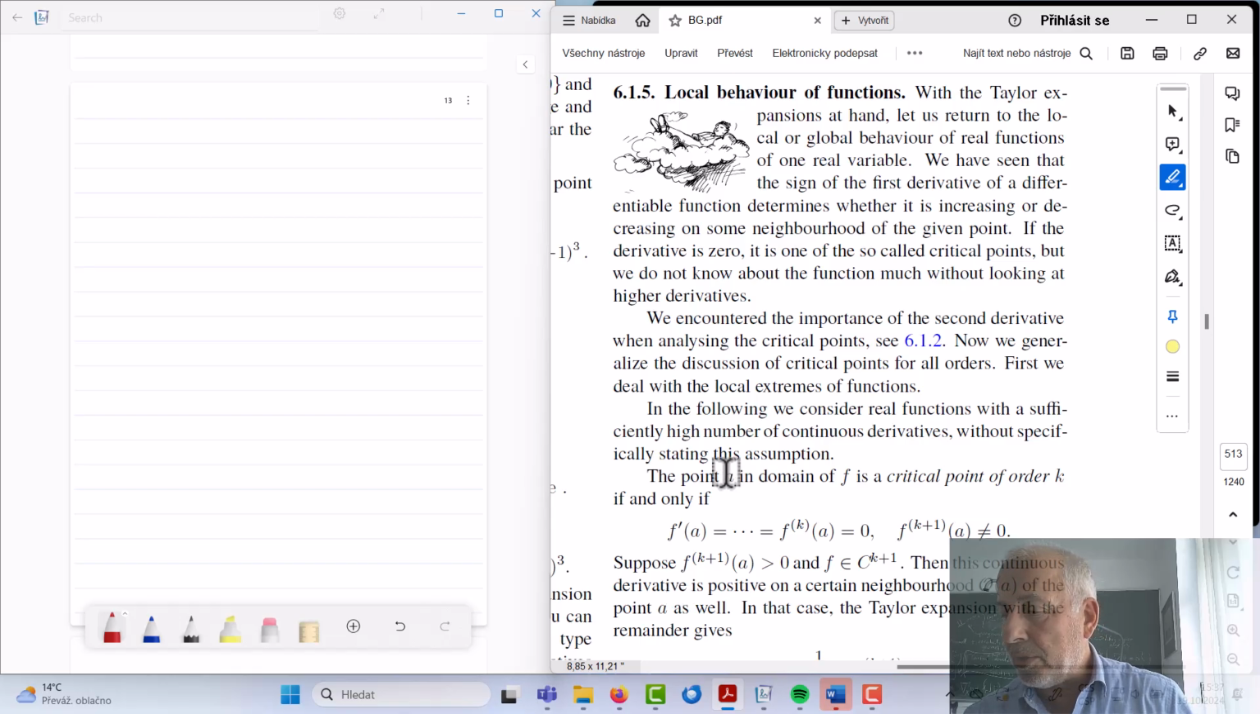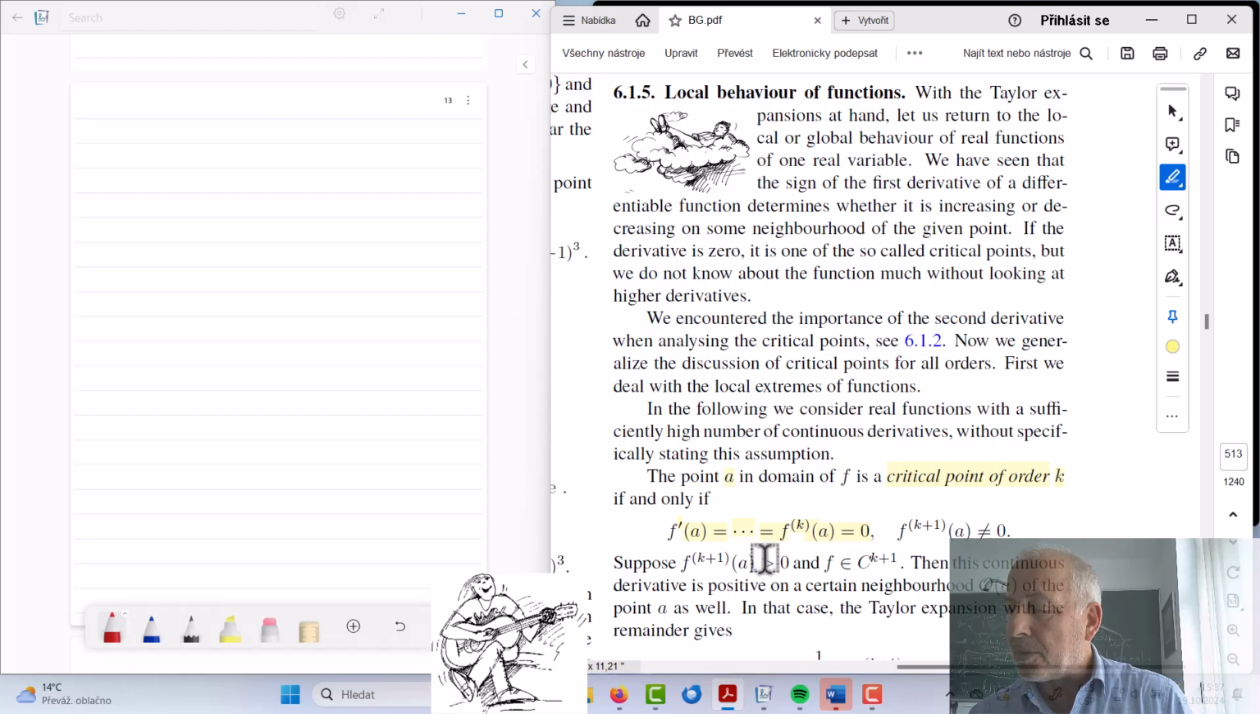We say that a point a of a function is a critical point of order k if the first k derivatives at the point a are 0, but the k plus first one is not. For example, critical point of order 1 was our favorite one. If we suppose that the next one is not 0, then it must be either bigger than 0 or smaller than 0, right? And we expect the function to have continuous derivatives of the k plus first order. That's important, right? It must be in C^(k+1). Otherwise, what I will be talking about wouldn't work.